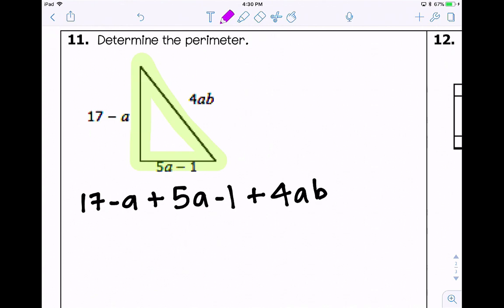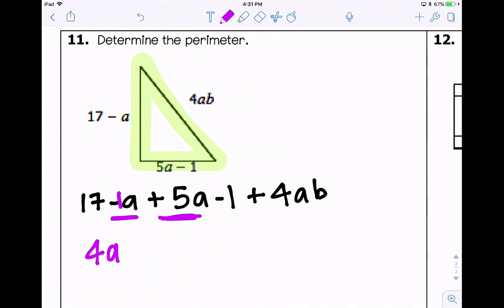So then you're just going to combine like terms. So if I'm starting in alphabetical order, that would be the a's. Really, again, that's not the only way, but that's typically how we're going to do it. So we would have negative a, again, that's a negative 1a if you want to write that, plus 5a. And that's it. The 4ab is not a like term because it has a b. So those are not alike. So basically we have negative 1a plus 5a. So those two would combine to give us 4a.